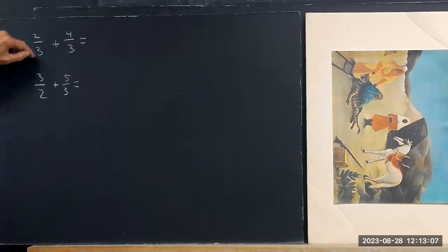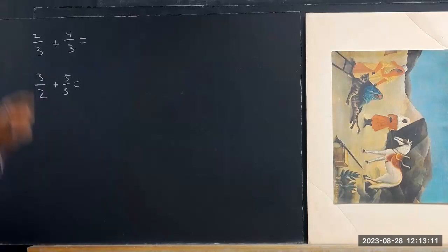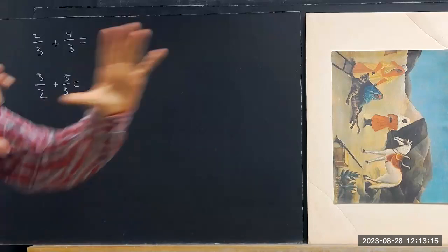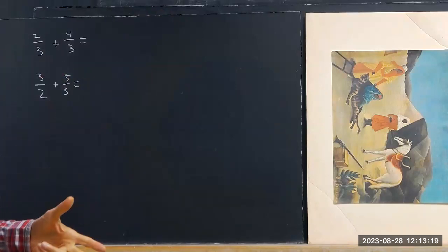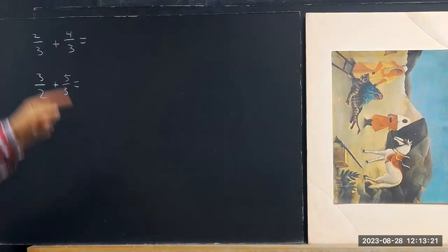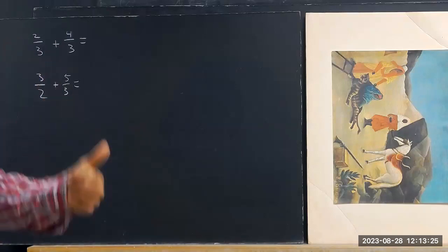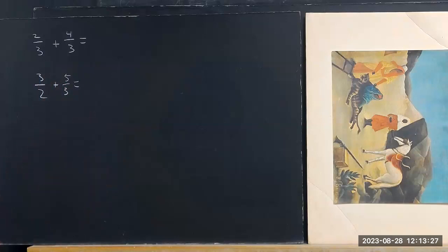Okay. 2/3 plus 4/3. How many thirds have you got here? Show me with your fingers. This many? How many thirds? How do you read that fraction? 2/3, right? That's 2/3. So you got 2 of them.